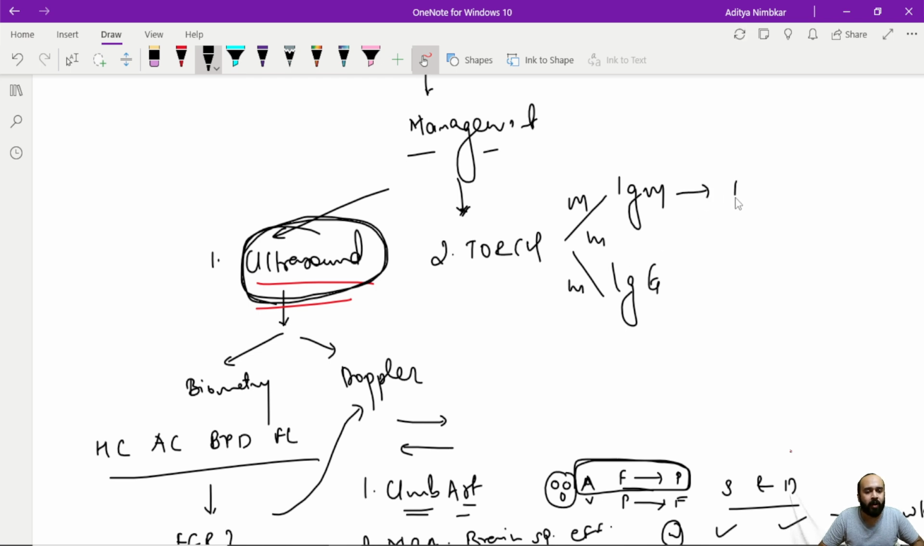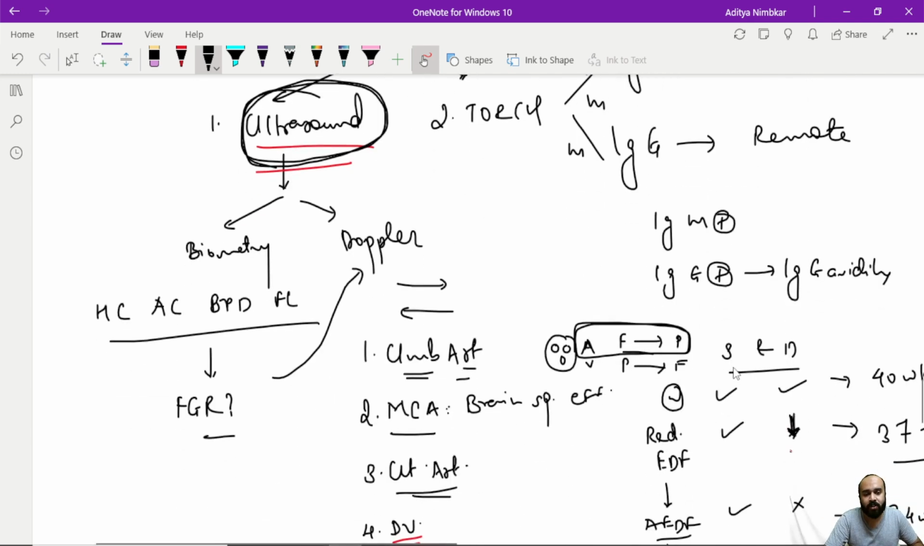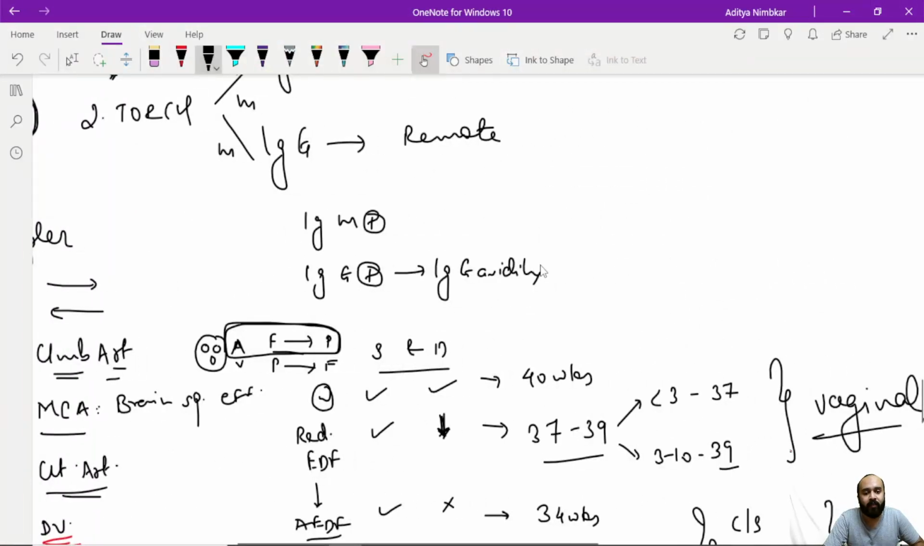If the IgM is positive, then the mother has had an acute active infection. Whereas if the IgG was positive, then the mother had a remote, old infection. But what if IgM is positive and IgG is also positive? In that scenario, I do a test called IgG avidity. Or if the IgM was negative but the ultrasound was showing signs of TORCH infection, then I do IgG avidity.